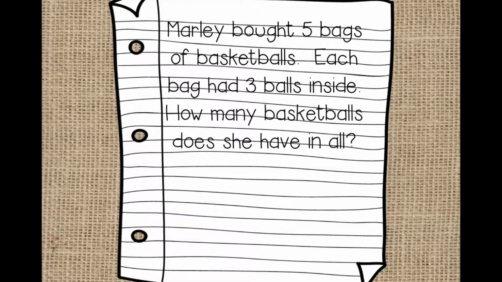Marley bought 5 bags of basketballs. Each bag had 3 balls inside. How many basketballs does she have in all? Let's draw that picture again, because we know that we have 5 bags and 3 balls inside. We can already tell the number of the groups and the size of the groups. We have 5 bags. Those are going to be our groups, so our number of groups is 5. 3 balls inside is saying the size of the groups.